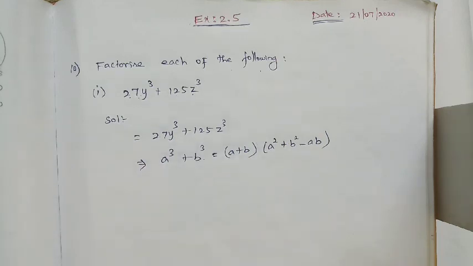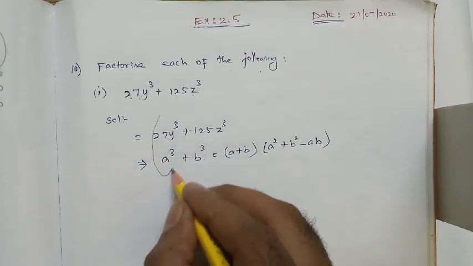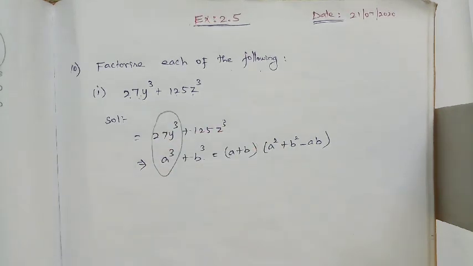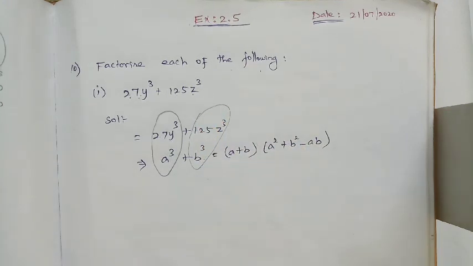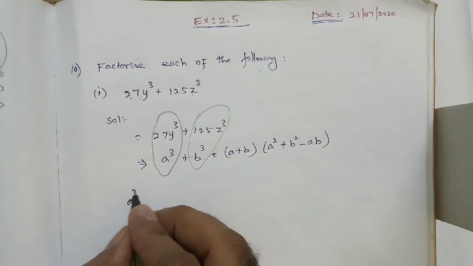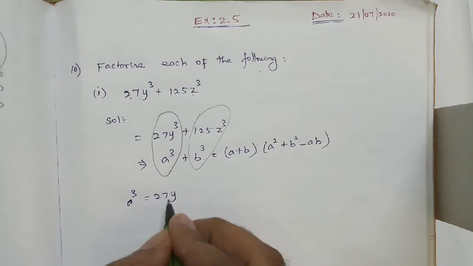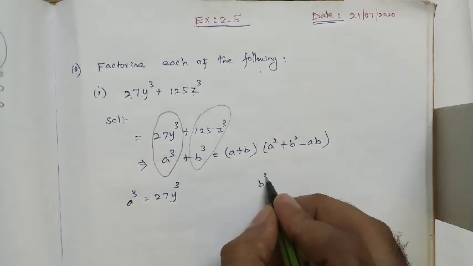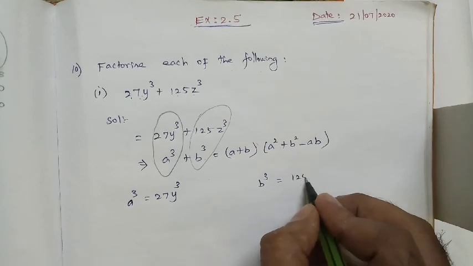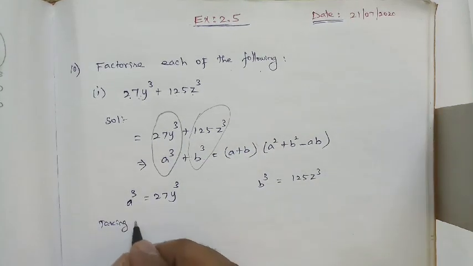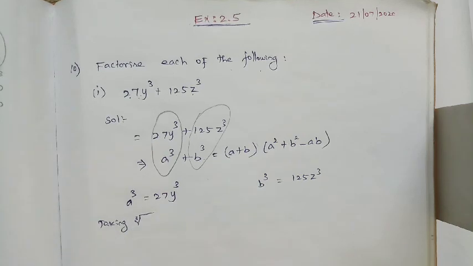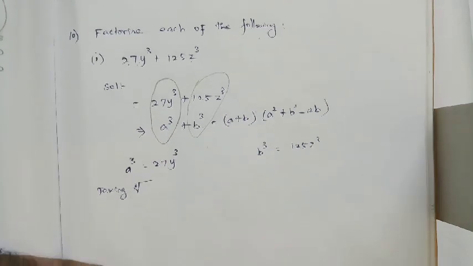So how am I going to factorize? Just taking cube root on both sides. So a cube is equal to 27 y cube; I am just going to equate. b cube is equal to 125 z cube. So a cube is equal to 27 y cube, and b cube is equal to 125 z cube. Taking cube root on both sides.